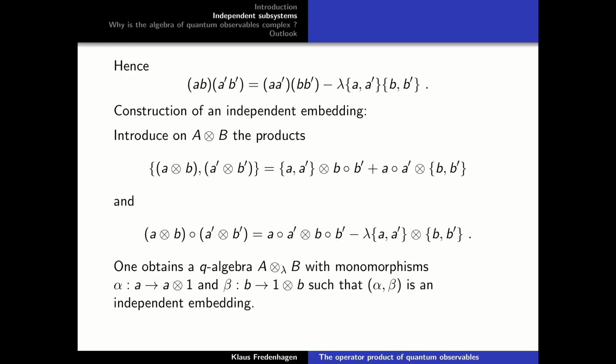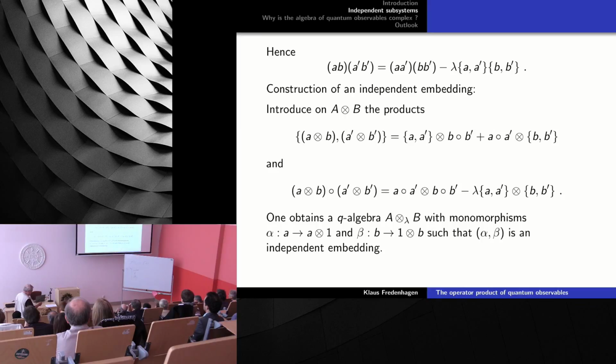So what is the result? The result is that there exists, once we have this relation with lambda, we have such a Q algebra, which I call A tensor index lambda times B. We have these embeddings, alpha, namely A goes in A tensor 1 and B goes in 1 tensor B. And then alpha beta is an independent embedding.